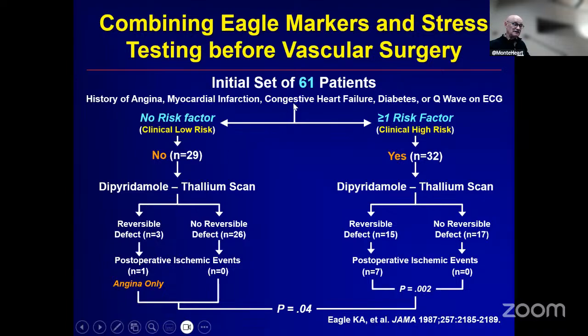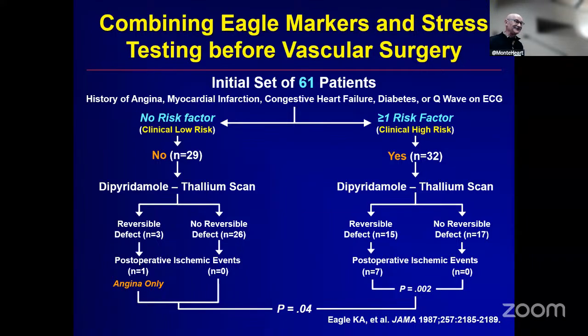And in this study, there were 61 patients, 29 were no risk factor. And although 3 of them had reversible ischemia, only 1 of them had post-op angina. There were no events that were heart events. Contrariwise, in patients with markers of risk, if they had a positive stress test, half of them had an ischemic event post-op.